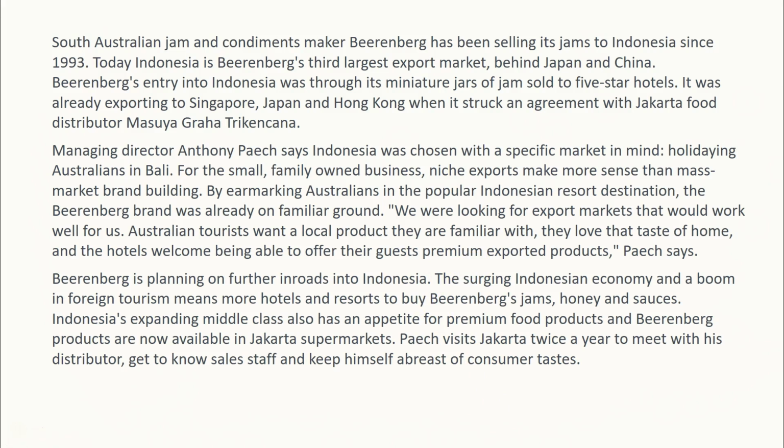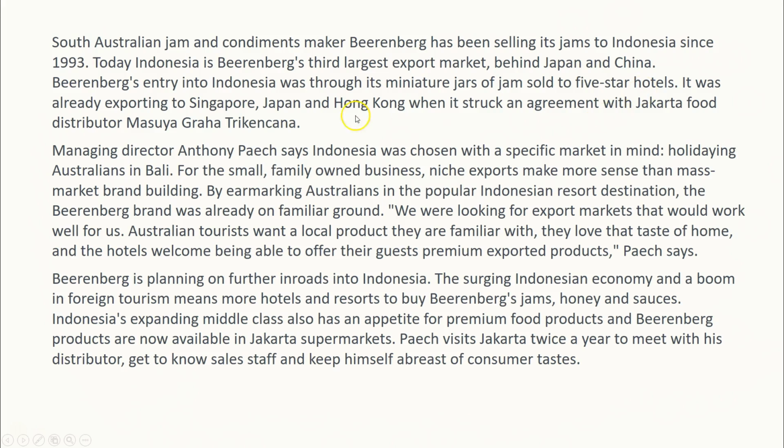So here we are talking about a South Australian jam and condiments maker. I'm sure many of you have heard of this brand. It's called Berenberg. Berenberg has been selling jams to Indonesia since 1993. Today, Indonesia is actually Berenberg's 3rd largest export market behind Japan and China. So they are very important to this exporter. So how did it first enter Indonesia? It was through miniature jars of jam sold to 5-star hotels.